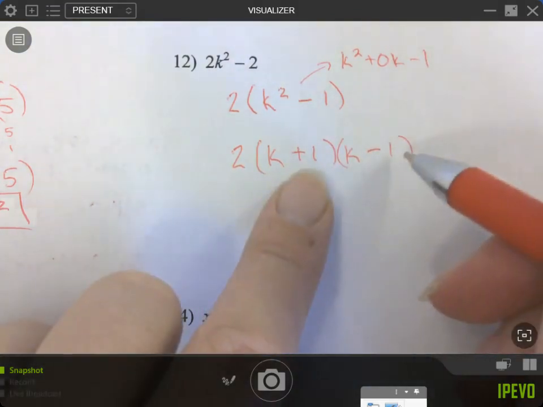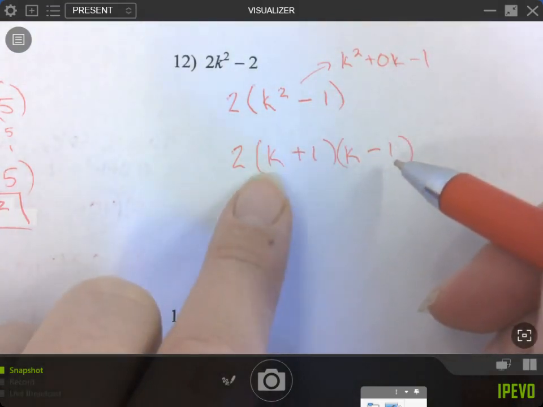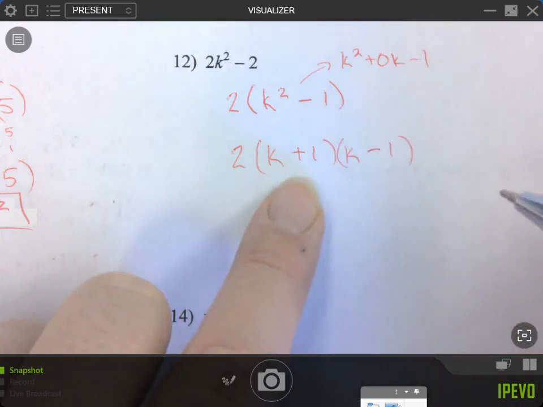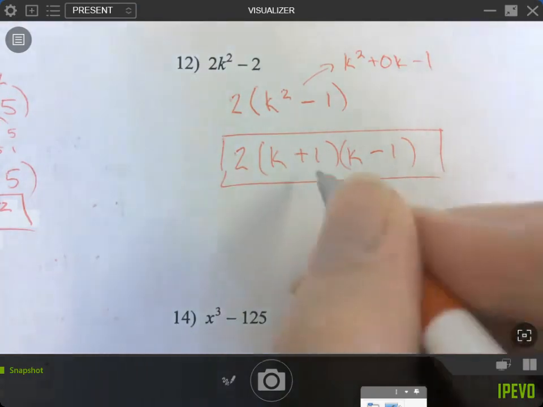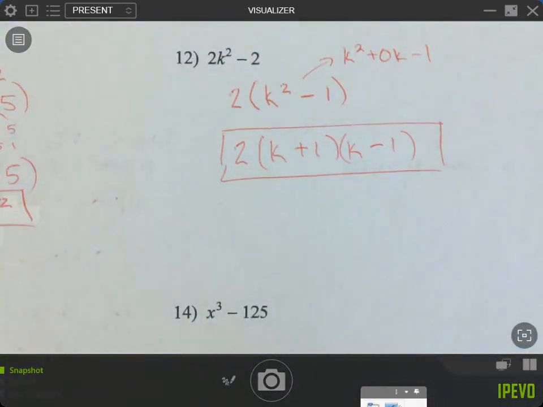I need 2 factors that multiply to negative 1, but the outside and the inside add up to 0. That is my final answer. It is a difference of squares. You can see the sign change. That's what it looks like.